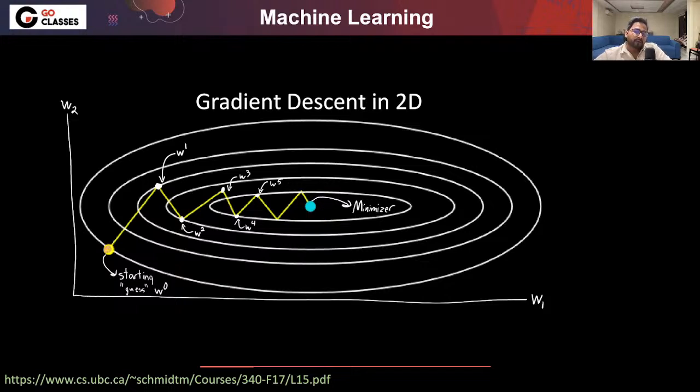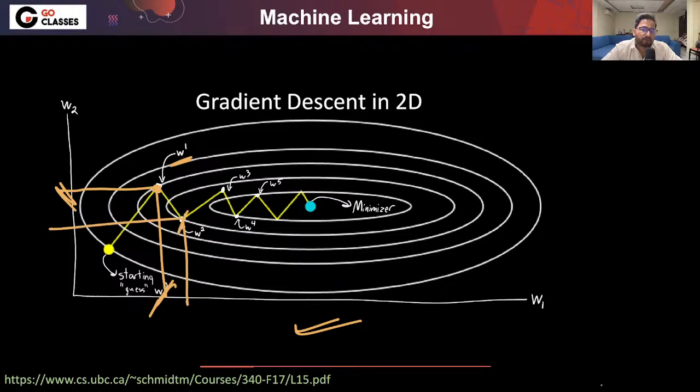Suppose you're starting from here, then the next update takes you here, the next update takes you here, like this. So this is how it happens in case of a contour. You can visualize this with a contour. You start with W0, then W1 is the updated point, which is this combination of W1 and W2. This is the next point, and then this is the next point, like this. So you will keep on getting the next points.